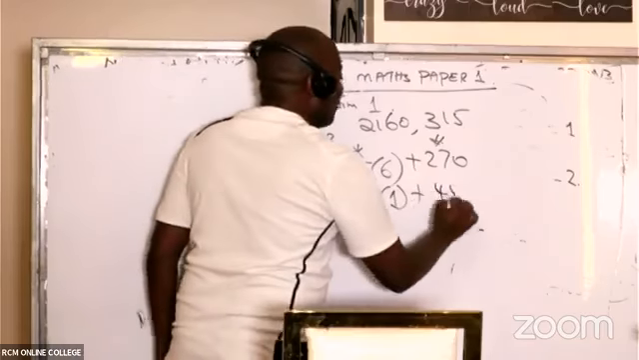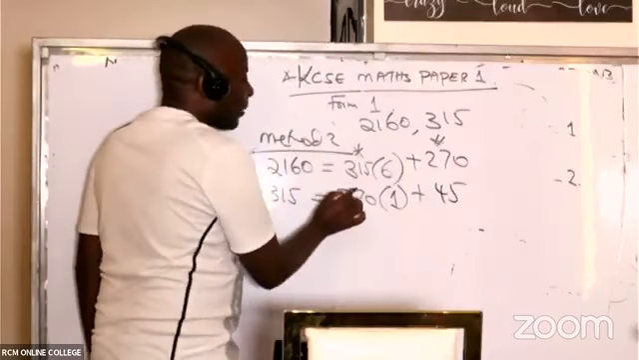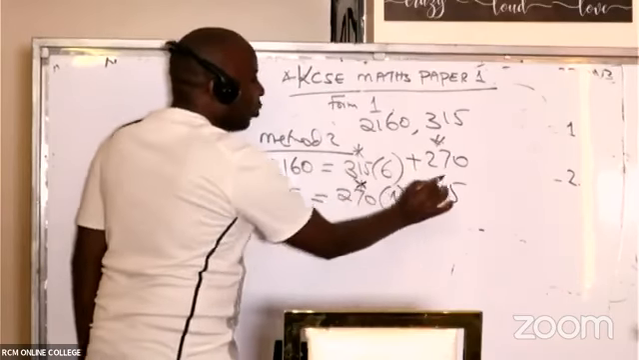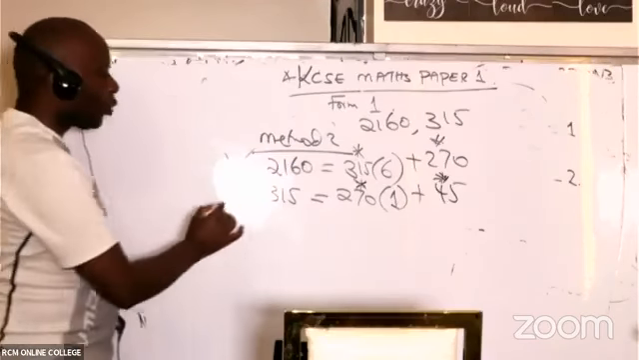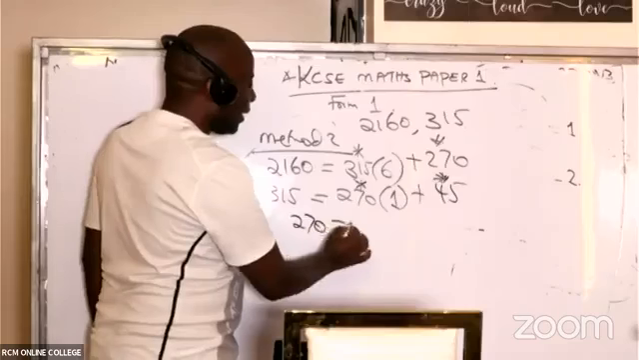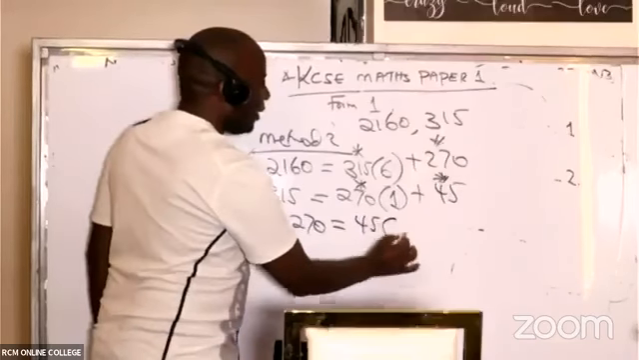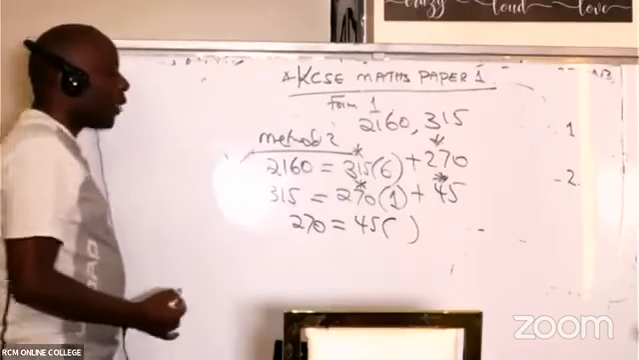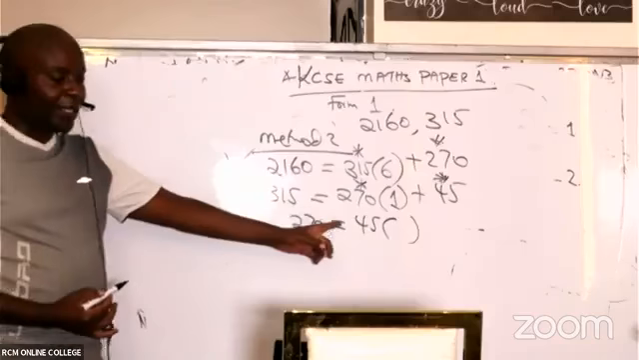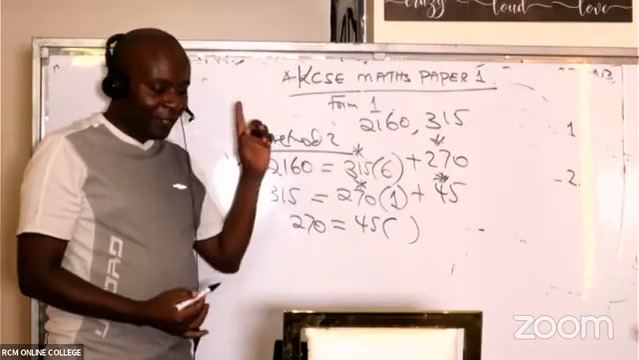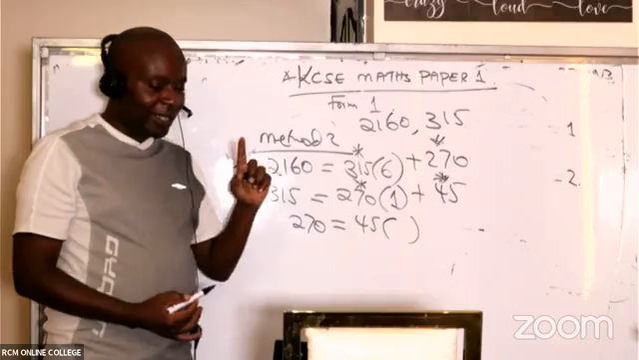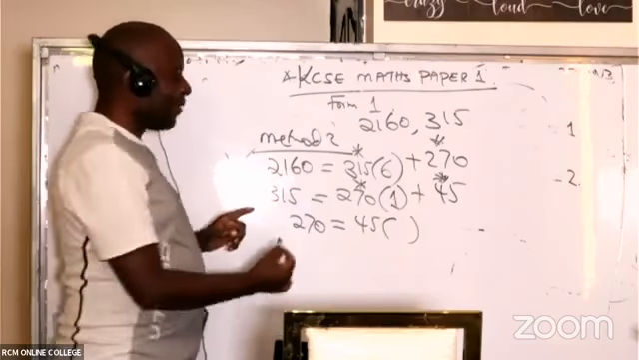And then, ladies and gentlemen, we go to the next step. Again, we compare these two. So we have 270 equals 45 into some brackets. How do I get this bracket? It will be 270 divided by 45, isn't it? Which gives me 6.